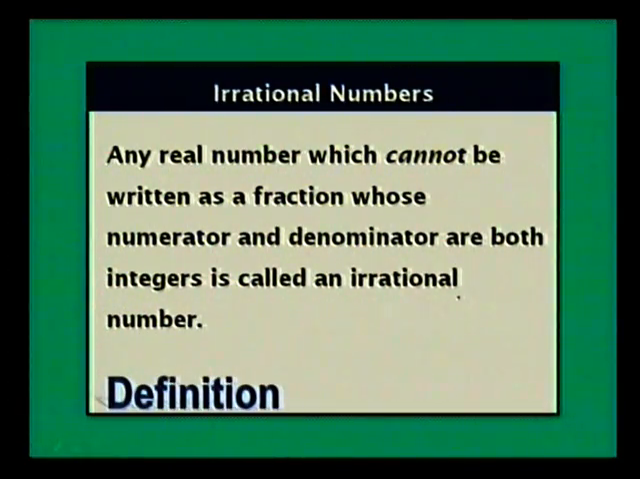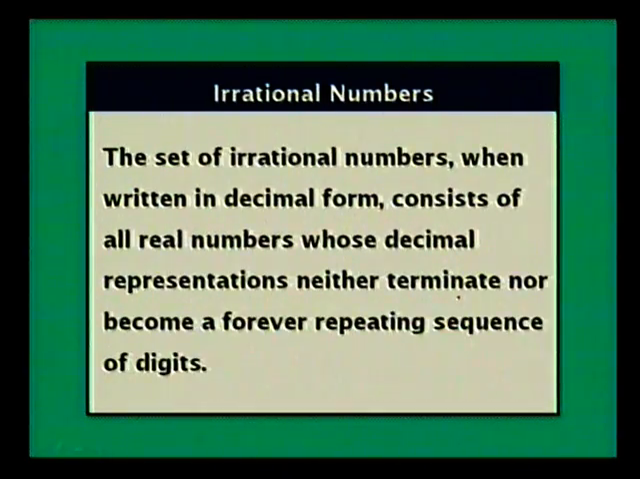So irrational numbers can be thought of as follows. Any real number which cannot be written as a fraction whose numerator and denominator are both integers is called an irrational number. The set of irrational numbers, when written in decimal form, consists of all real numbers whose decimal representations neither terminate nor become a forever repeating sequence of digits.